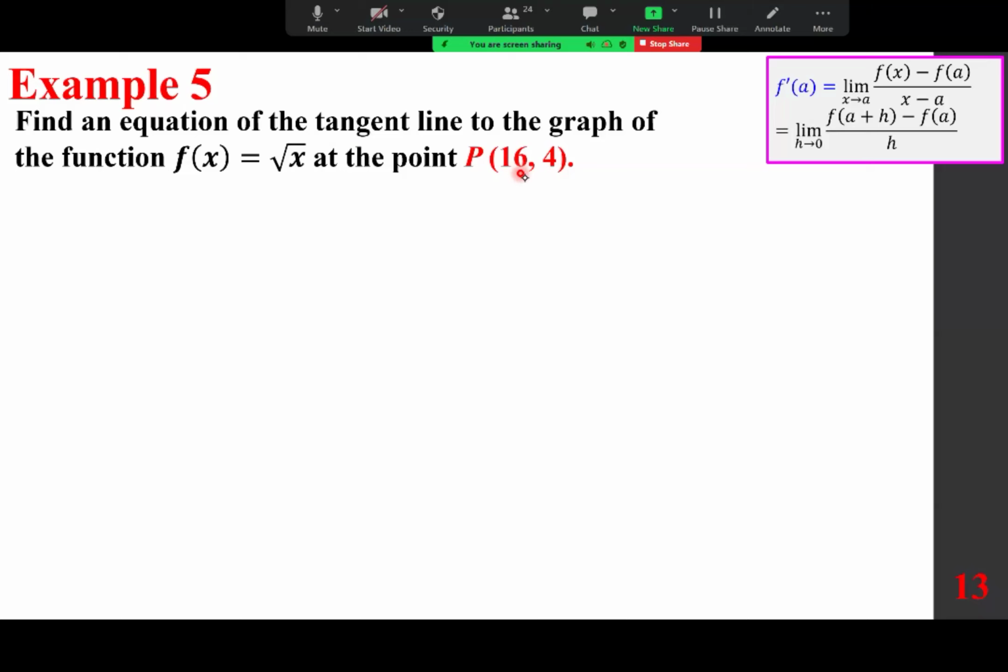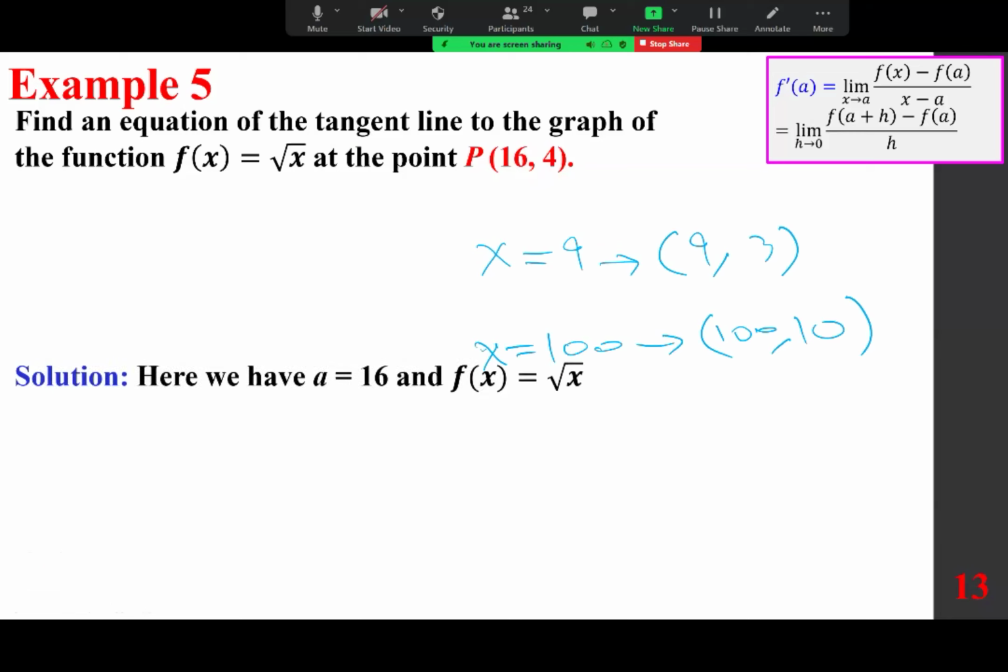They may give you x. Just to make sure we understand this, if they said x is, I'm making it up, 9, then you should know it's (9, 3) because the square root of 9 is 3. If they said x is, I don't know, 100, you should recognize the square root of that, so that's (100, 10). So they don't have to give you the pair.